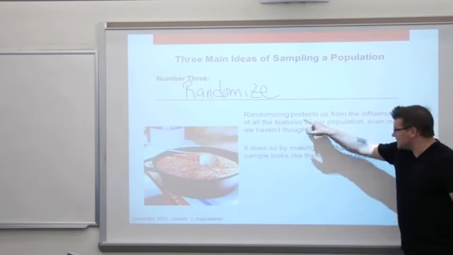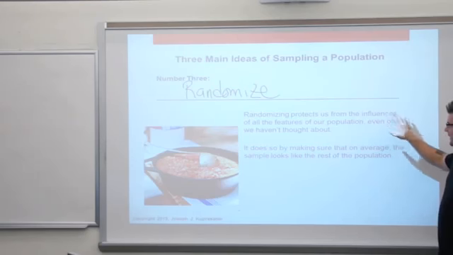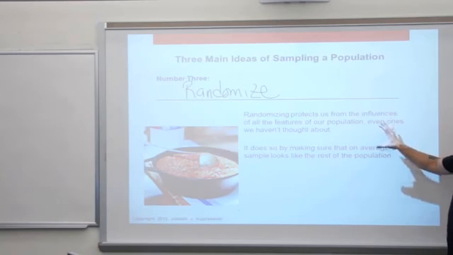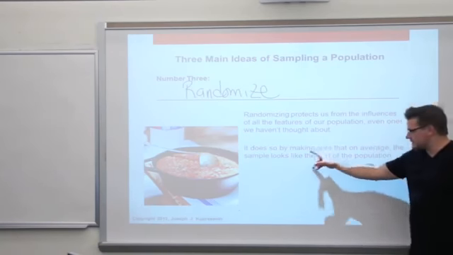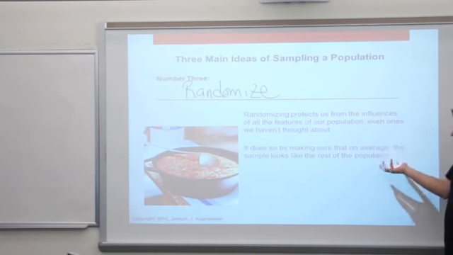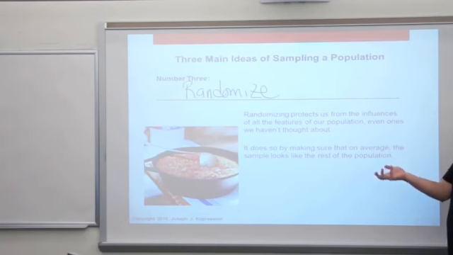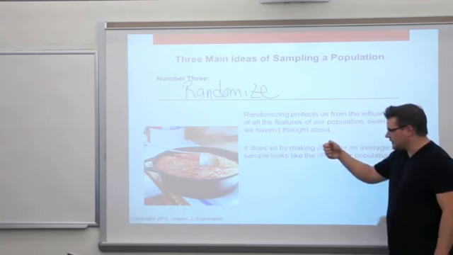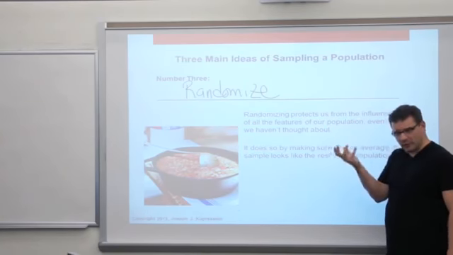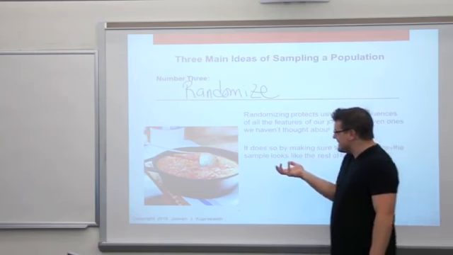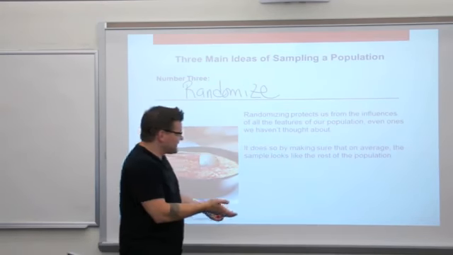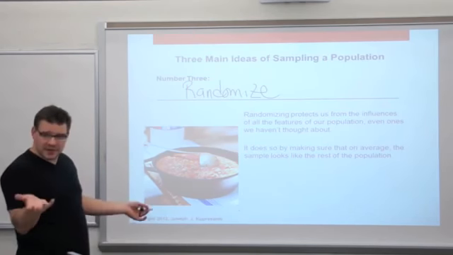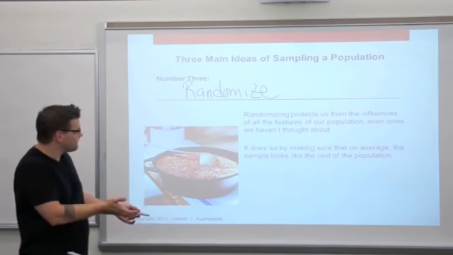Randomizing protects us from all the influences of all the features of our population and even the ones that we haven't thought about. It does so by making sure that on average the sample looks like the population. If the pot is stirred, then what you scoop out for one ladle should be very representative of the whole pot of chili. If I'm sampling Cecil College students, as long as I have a random sample, then those students should look like the general population here at the school.